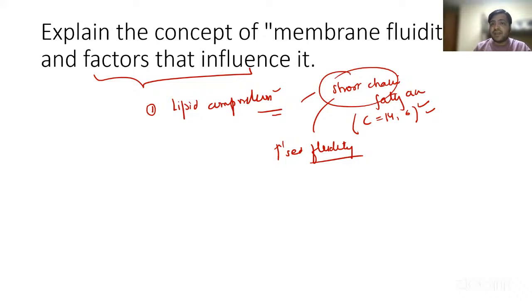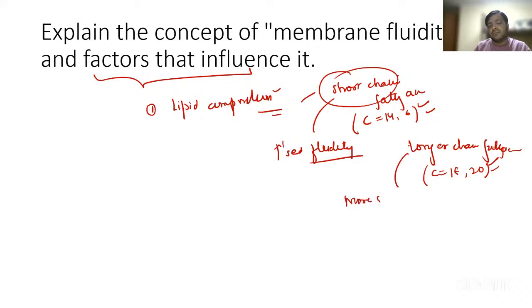In contrast, we have longer chain fatty acids, for example with carbon from 18 or 20 or more than that. They have more surface area for interactions, and that leads to decreased fluidity, right?